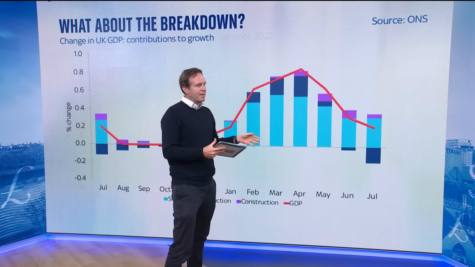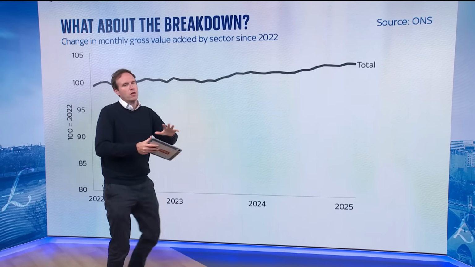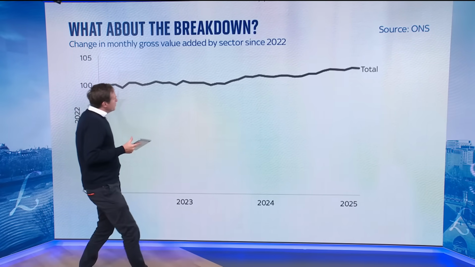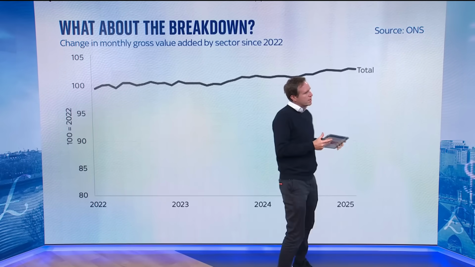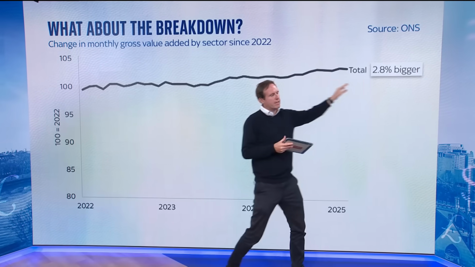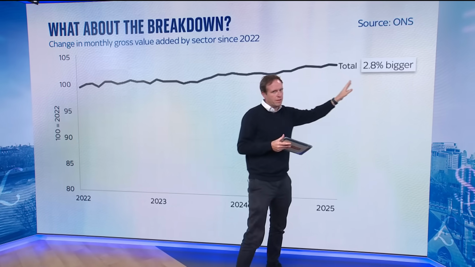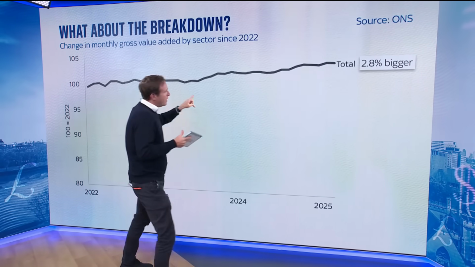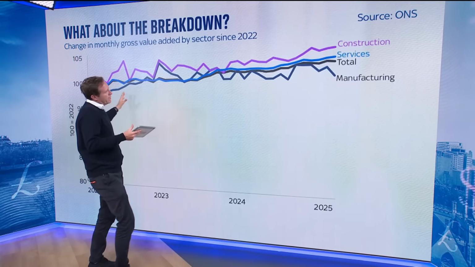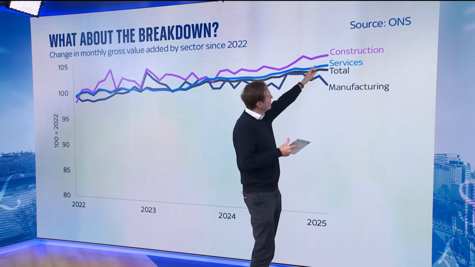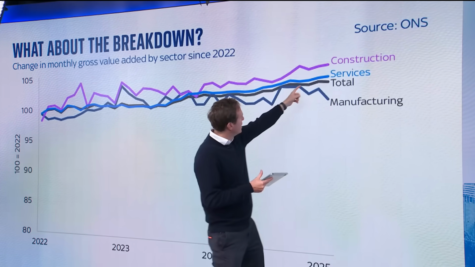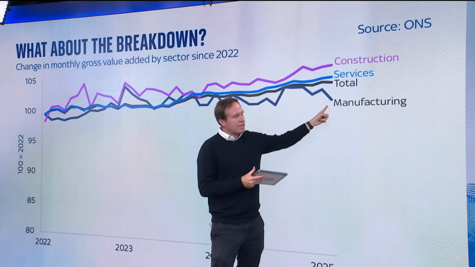But if we take an even bigger step back and just look at the total size of the economy, this is quite interesting here. So this is showing you, again, the size of total GDP across the UK and how it's changed since the middle of 2022. 2.8% bigger, OK? So you've got 2.8% growth over that period, a few years or so. But if you look instead at different parts of the economy, you see there are varying stories here. So construction has actually done quite well. Lots of construction happening. Services, as I say, 80% of everything we do, that's up by a little bit more than the total. But manufacturing has got weaker.